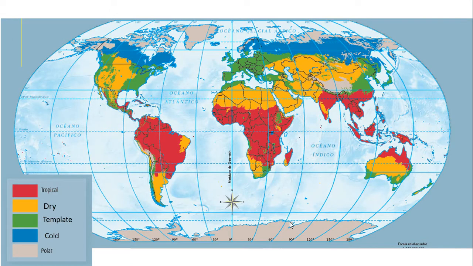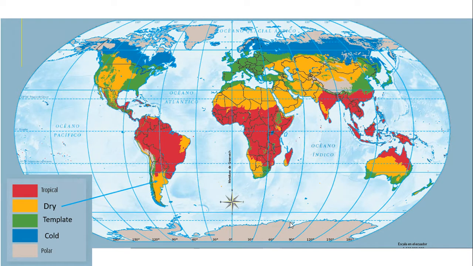For example, in South America, we have large extensions of tropical and dry climates. You can see that we also have some cold and temperate, but these land extensions are very small. So we only write tropical and dry.